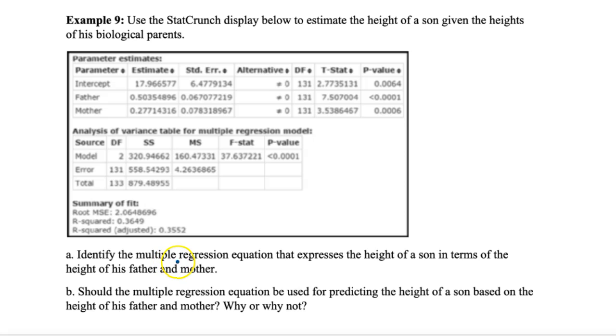So we first want to identify the multiple regression equation that expresses the height of a son in terms of the height of his father and mother. And so for this, I want to look at the parameter estimates because I want to create an equation. If I'm looking at the analysis of variance, this is just the variation in each of the data, which I don't need right now. And so looking at these parameter estimates, I know that my b naught is going to be this intercept. So I've got my y-intercept. Then I've got the estimate for the father and mother.